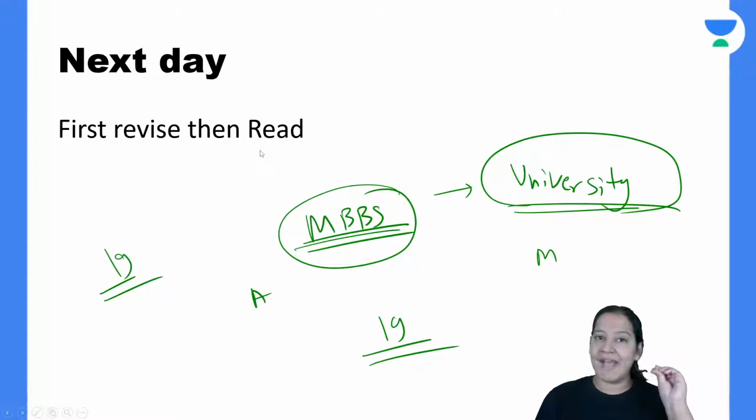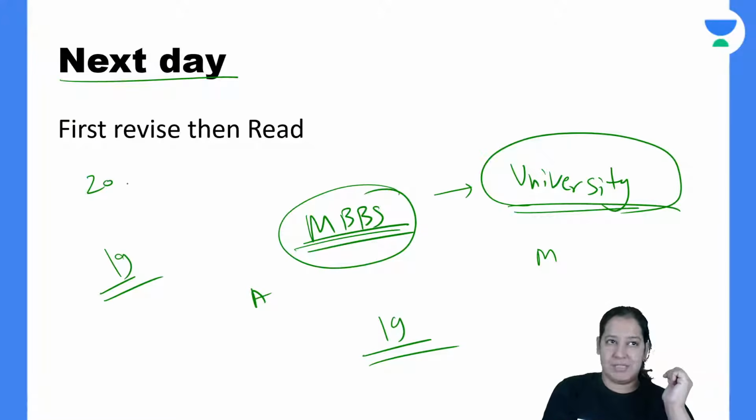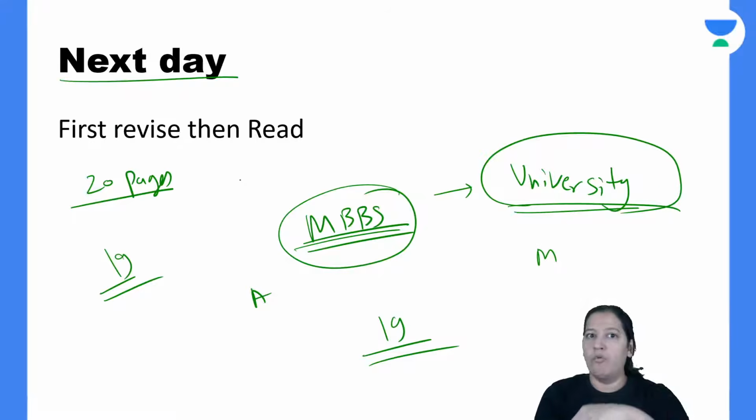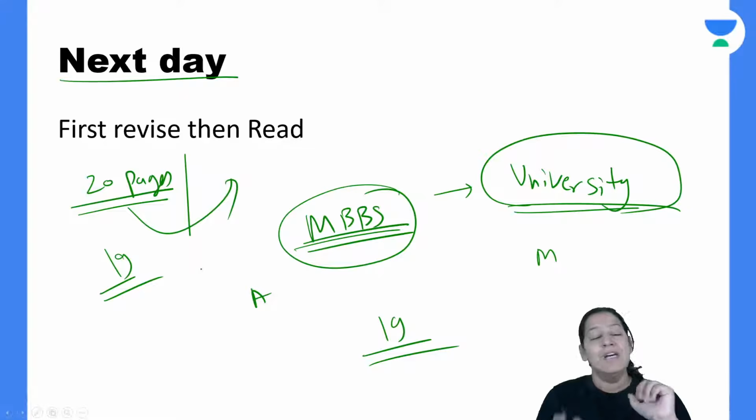After that, the next question students ask me is, ma'am, what about the next day? Today, 3rd of November, I read 20 pages of Robbins. Tomorrow, 4th of November, when I start, should I start from the next page where I have left? Or should I first revise these 20 pages, then come to the next page? That is the biggest question.